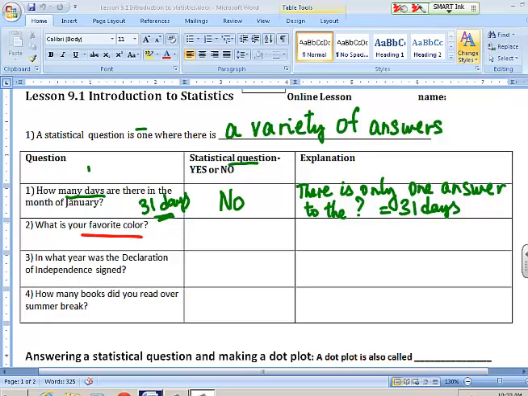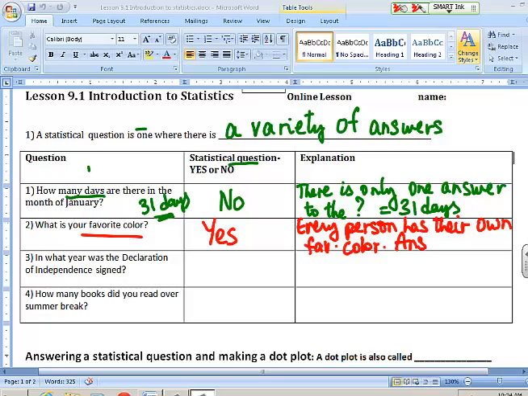What's your favorite color? Depending on the person you ask, the answers will vary. So there is no one specific answer here. So is this a statistical question? Yes. And what's your explanation of it? Every person has their own favorite color. So what about the answers? Answers will vary or differ. Will there be some answers that are repeated? Yes, but there is a variety of answers that is possible.